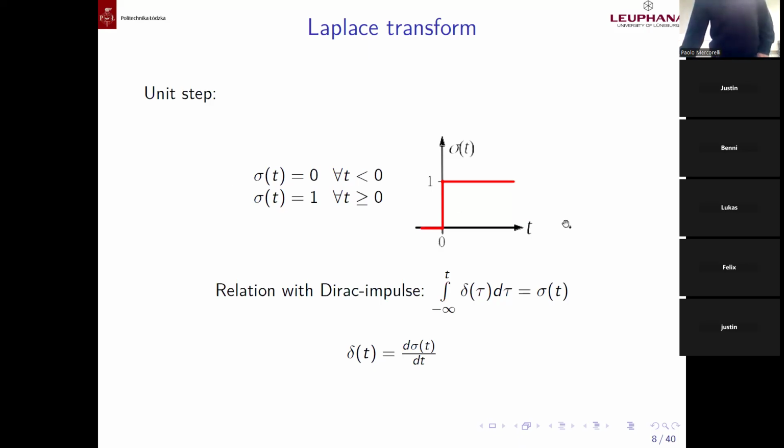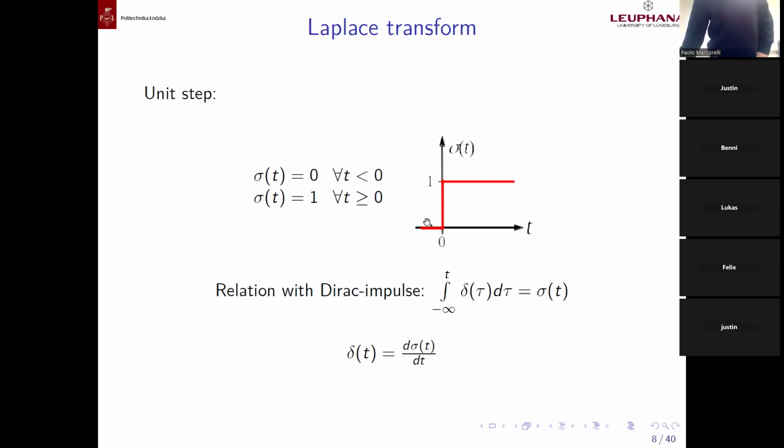The unit step is defined. We can see its graphical representation. It's defined as 0 before 0, and 1 starting from 0, for t larger or equal to 0. We can see at time 0 we have the value 1, and we remain at 1.